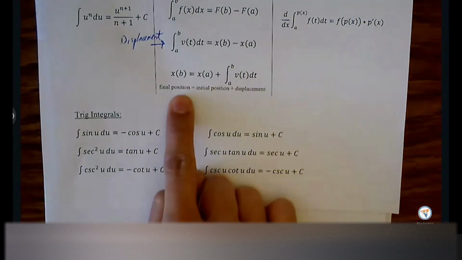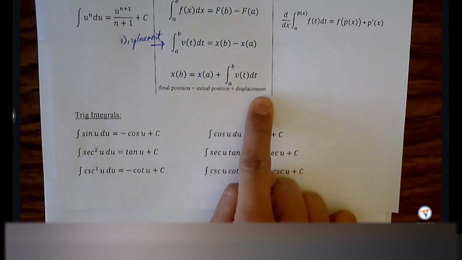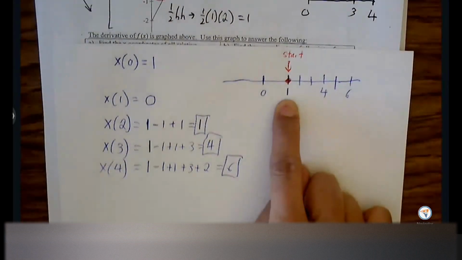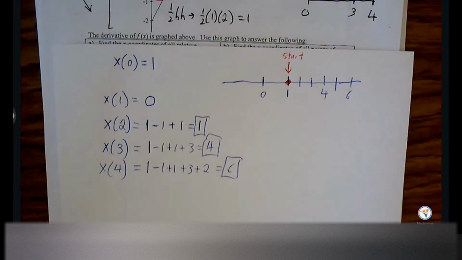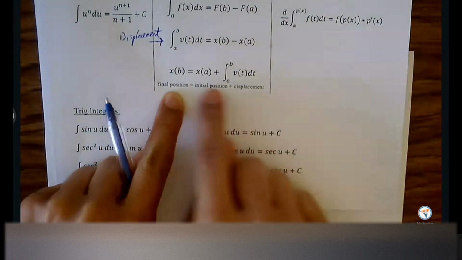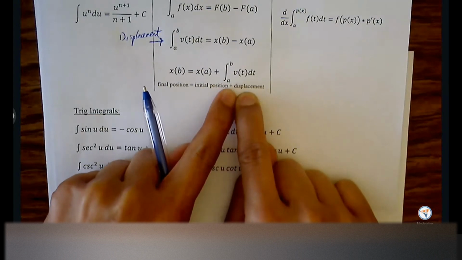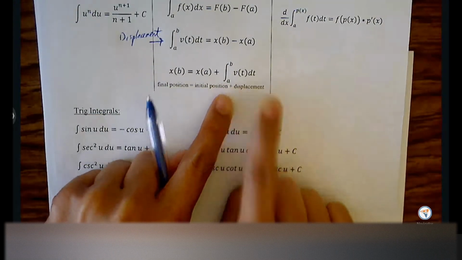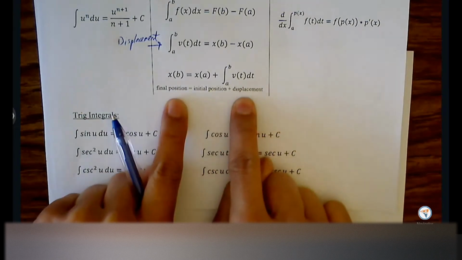Any final position I'm looking for is my initial position plus displacement, right? That's exactly what we've been doing here. We always started at 1 because that's our initial position, and the displacement is the sum of the moves we made after our starting point. If I want to find the final position, I have to know where I'm starting, and I move accordingly. Another thing to keep in mind is that there's a distinction between displacement and position.